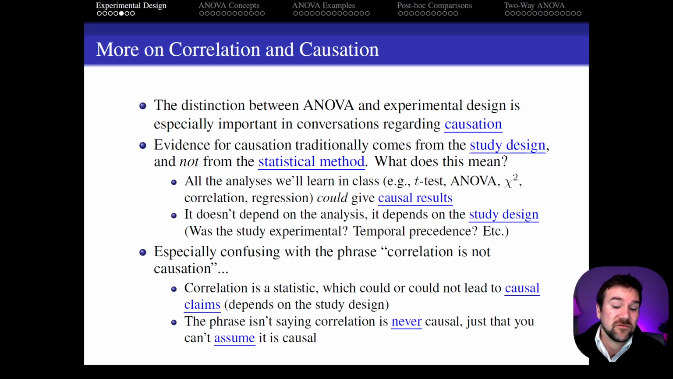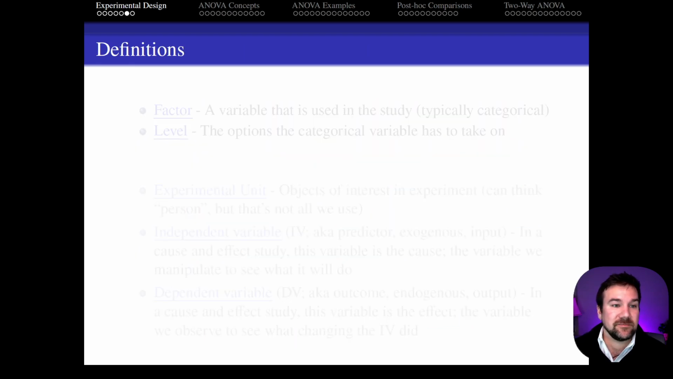So for me, a better phrasing is that it's not that correlation is never causal, it's that you can't assume correlation is causal. So maybe correlation is not always causation is a better way to look at it. Not correlation is never causation. Again, could correlation provide evidence for a causal claim? Yes, absolutely. If the study design is sound, if it's an experimental design, if there's temporal precedence, et cetera, et cetera, et cetera. But the determination from that is not whether or not you did a correlation. The determination from that is what was the design of the study.